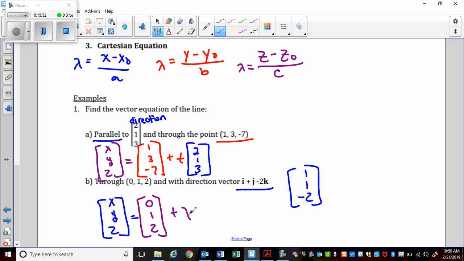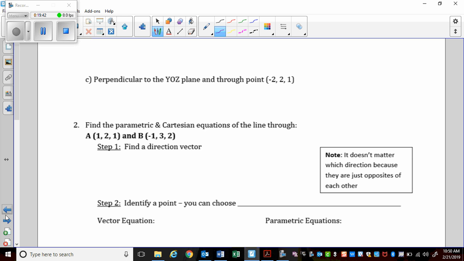And plus lambda, or time, times the 1, 1, negative 2. There it is. Alrighty. Ooh, perpendicular to the YOZ.